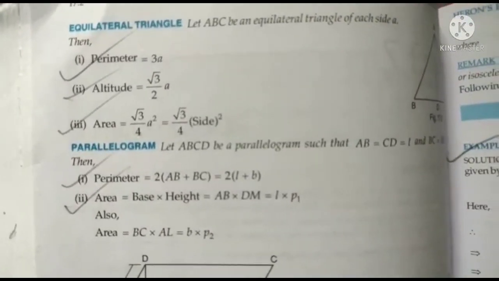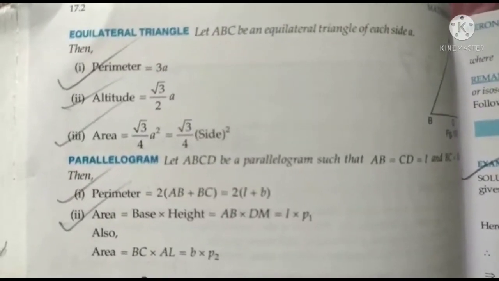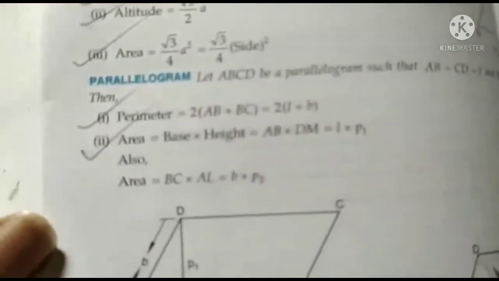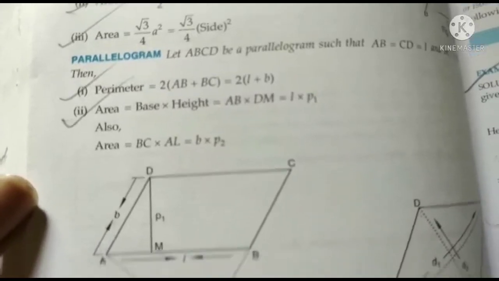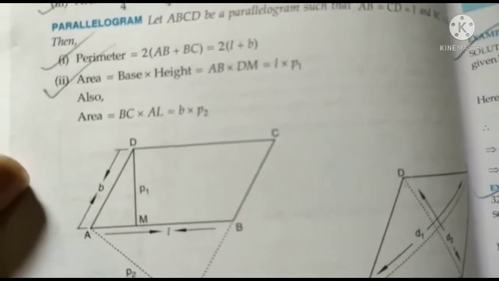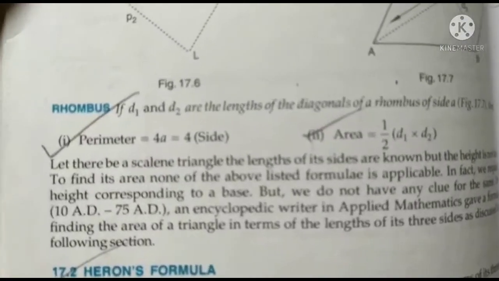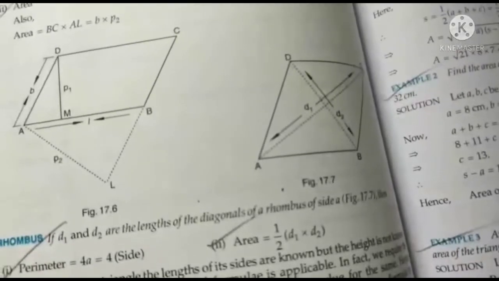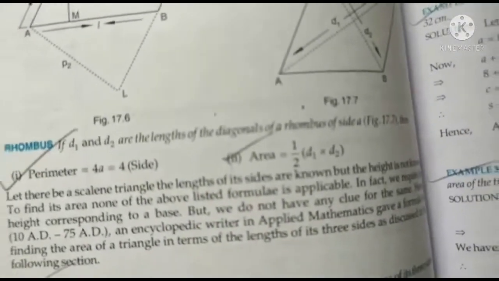So here parallelogram, you can see perimeter 2(ab plus bc). So ab is length and bc is breadth, so 2 into length plus breadth, same for parallelogram and rectangle. Area is also base into height. Here p1 is given, that means this figure it is p1. Here you see rhombus, perimeter is 4a, and area is half into d1 into d2. d1 into d2 means base into height, same.